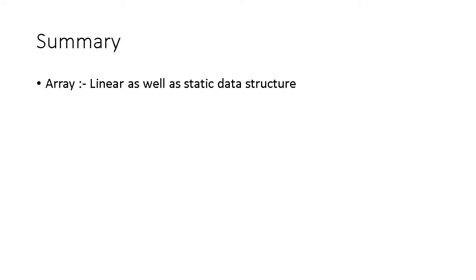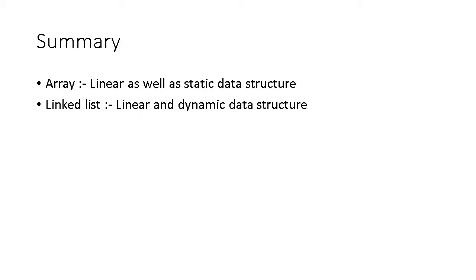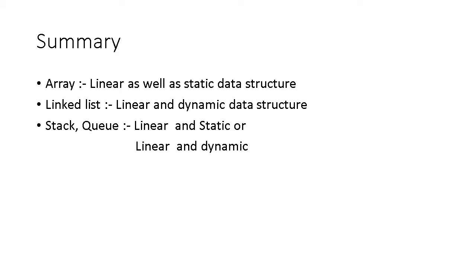So as a summary, we have seen different data structures. We are going to study different data structures: array, linked list, stack, queue, tree, graph. We will just summarize which type each data structure falls under. Array, we have seen, is a linear data structure as well as a static data structure. Linked list is a linear data structure because its representation is linear, but memory allocation happens dynamically. So we are saying they are linear as well as dynamic data structures.